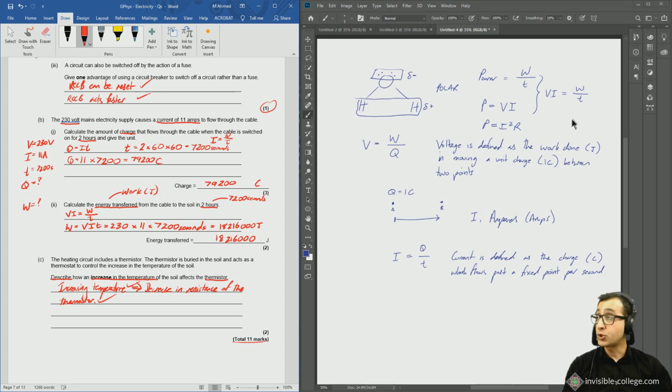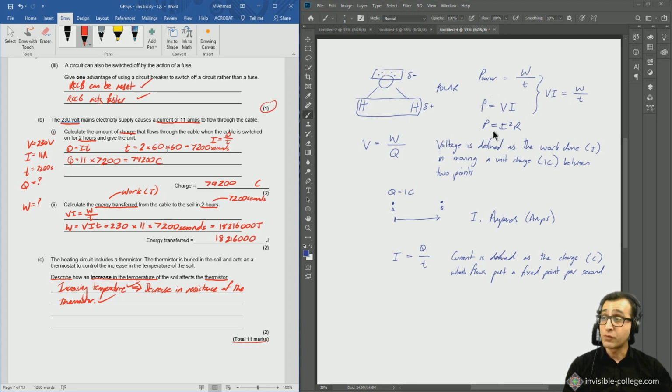Now, you could calculate the resistance. You've got Ohm's law after all. You've got V is equal to I times R. But that would be an additional step to calculate the resistance. Then you'd need to plug it into this. Yeah, it's a far more elegant way of solving it if you just go about doing it like this.